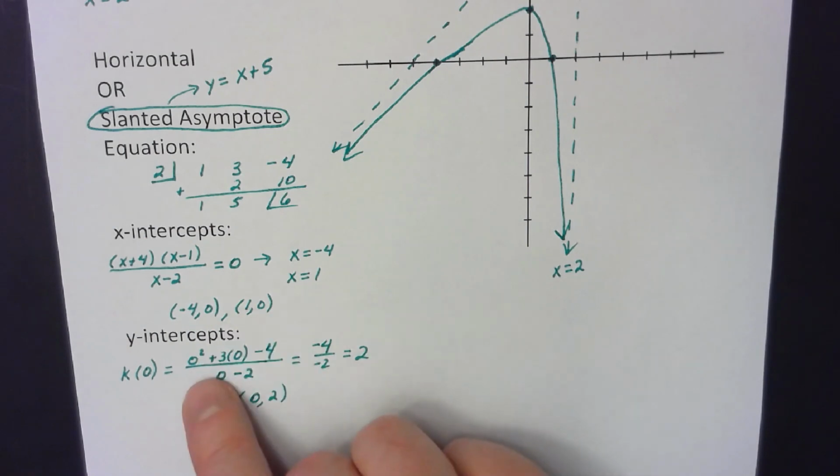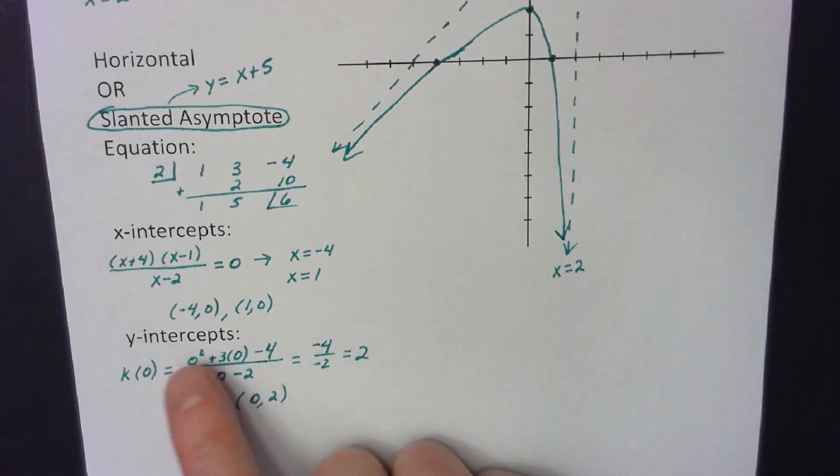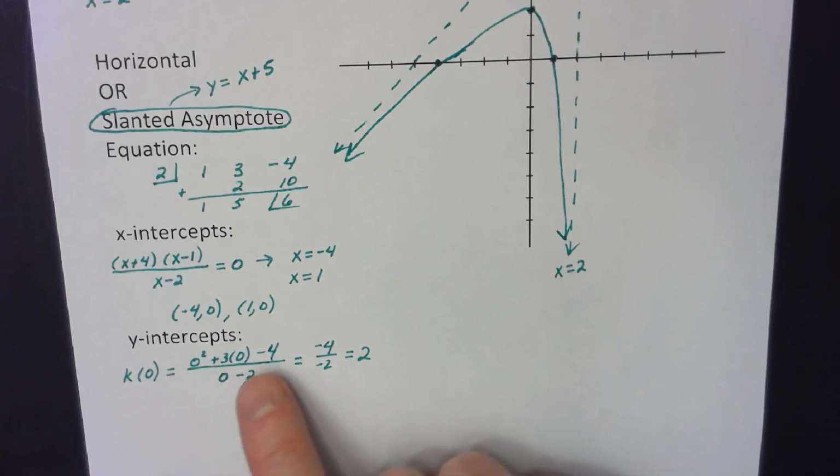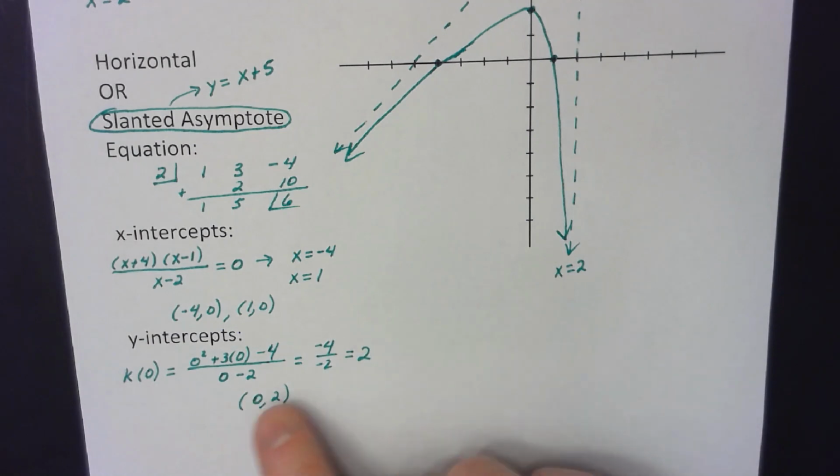And then lastly, the y-intercepts occur when x is equal to 0. Well, when x is equal to 0, the y value is going to be -4 over -2. And -4 over -2 simplifies to +2. So the y-intercept is going to be the ordered pair (0, 2).